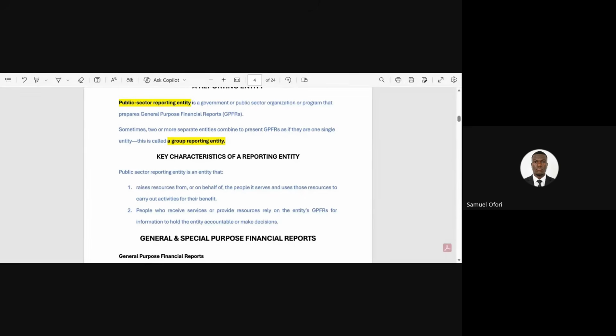So the two main characteristics of the public sector reporting entity are, first, that they raise resources from the people and use those resources to carry out activities for their benefit. The second is that people who receive services or provide the resources rely on the entity's general purpose financial report for information to hold the entities accountable and make decisions. So your scenario is right, but you have to be careful and ensure that these entities are in the public sector. We're talking about the public sector here.